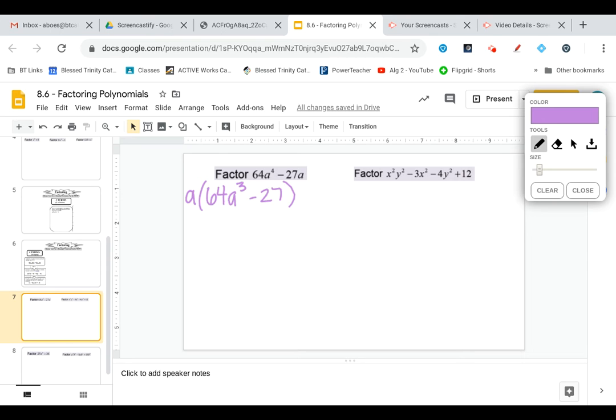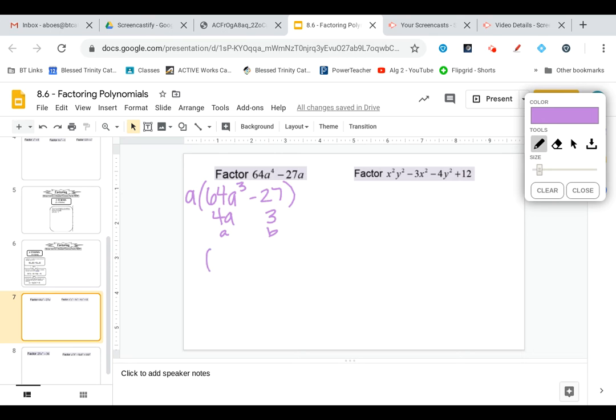Well, if I have my cubes memorized, I know that a times a times a would give me a to the 3rd. And 4 times 4 times 4 gives me 64. So my cube root here of 64a to the 3rd is 4a. And then also the cube root of 27 is 3. So I can follow my difference of cubes rule. I can say, okay, 4a is my a, 3 is my b.